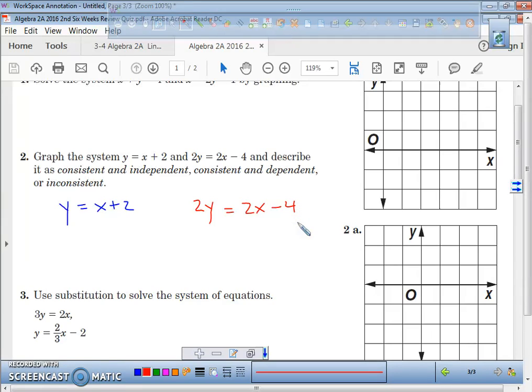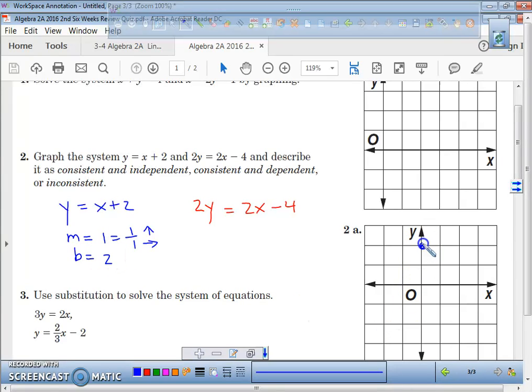Now, one of these is really easy to graph, and one of them is almost just as easy. Okay? Which one is the easiest do you guys think? The blue or the red? Yeah. Why is this one the easiest? Because it's already in what? Y slope intercept. All right, what's my slope for the blue? 1 over 1. What does 1 over 1 mean? It means I go up 1, everybody, and I go over 1 to the right. What's my y-intercept? 2.